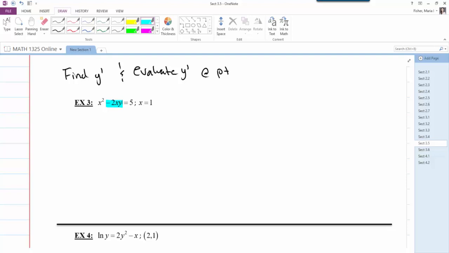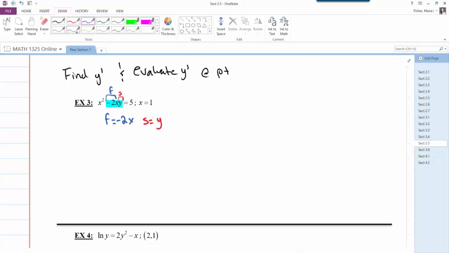So I'm going to have to treat that as a product rule. So I'm going to go ahead and label my first and second for that product rule now, and then take the derivative. I'm going to say that my first term here is negative 2x, and that my second term is equal to y. This is my second, and this is my first.